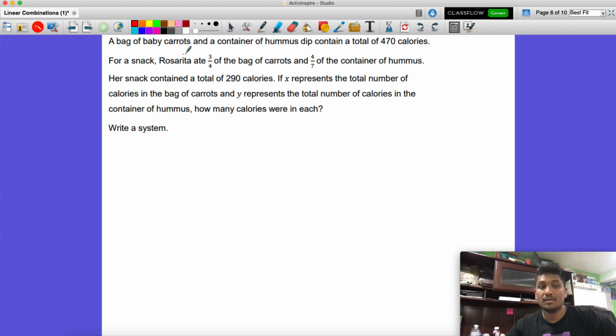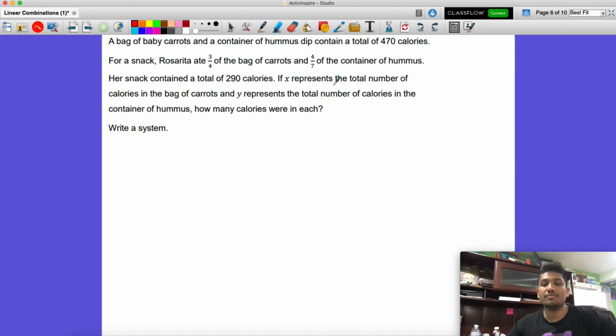For a snack, Rosita ate 3/4 of the bag of carrots and 4/7 of the container of hummus. Her snack contained a total of 290 calories.